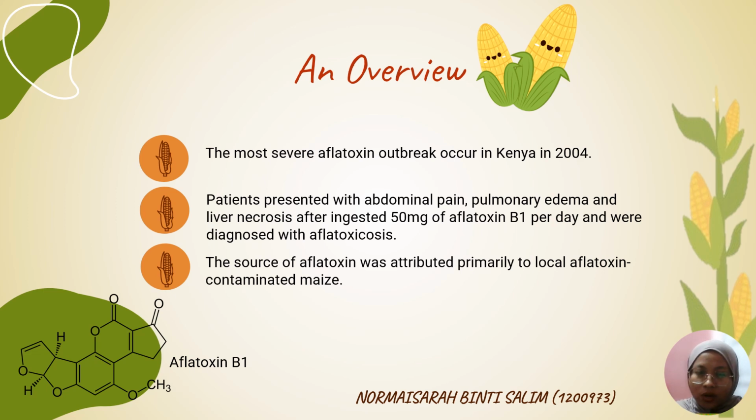An overview of the aflatoxin tragedies. The most severe aflatoxin outbreak occurred in Kenya in 2004. Patients presented with abdominal pain, pulmonary edema, and liver necrosis after ingesting 50 mg of aflatoxin B1 per day and were diagnosed with aflatoxicosis. The source of aflatoxin was attributed primarily to locally aflatoxin-contaminated maize.